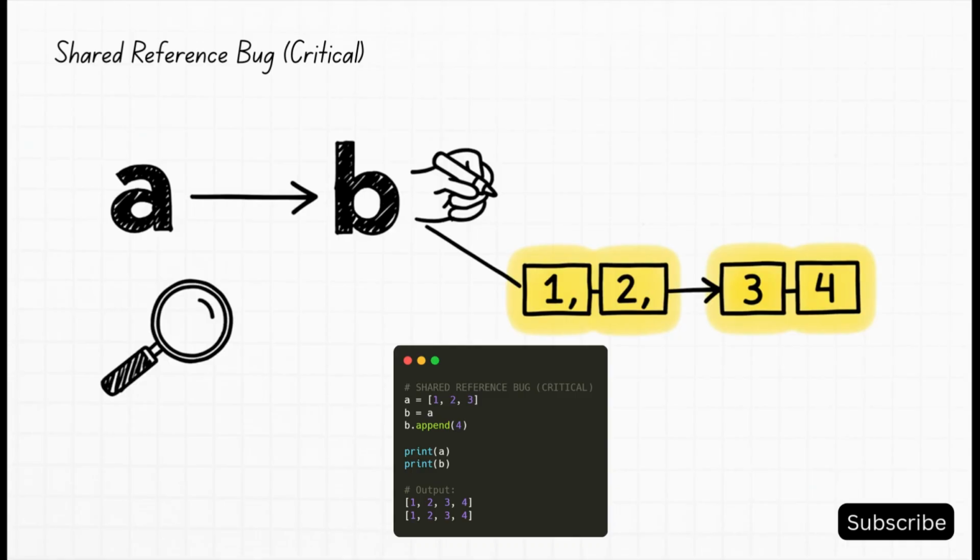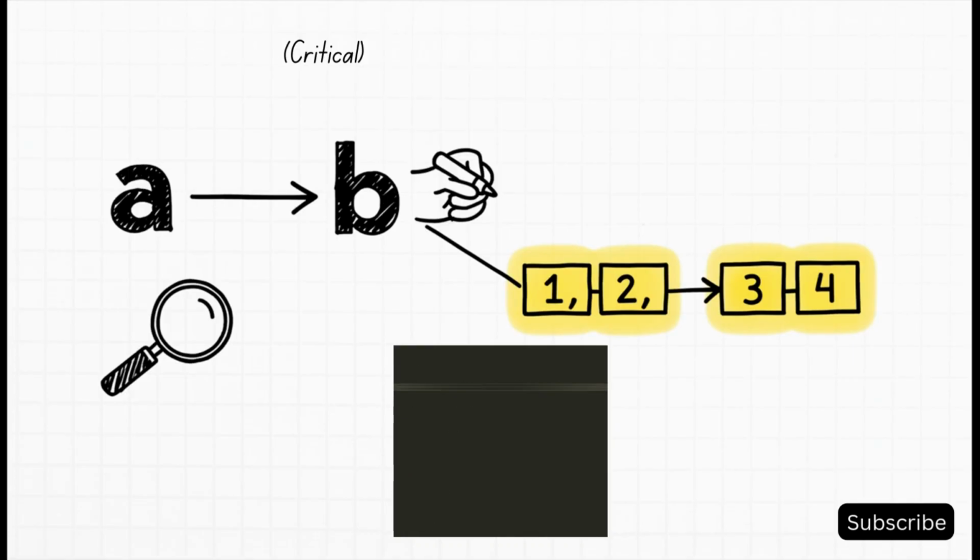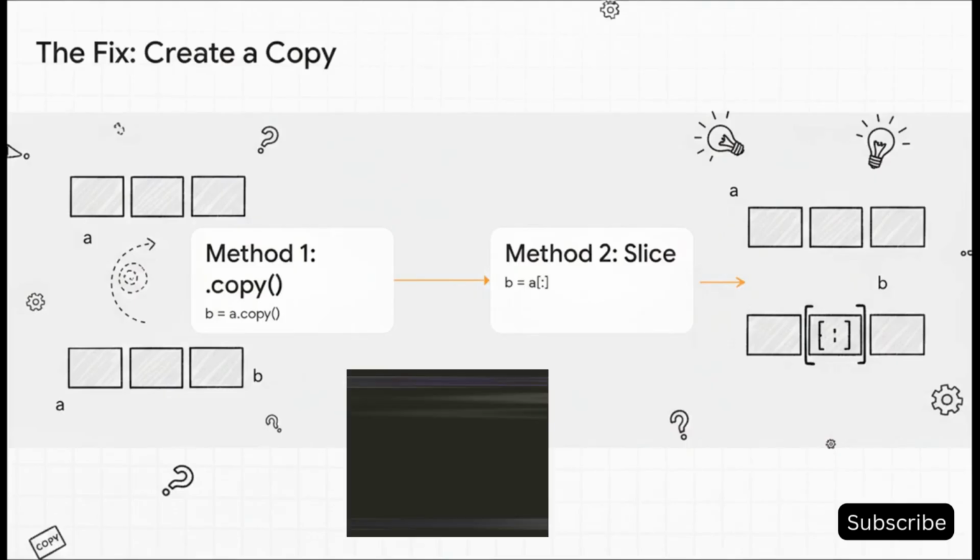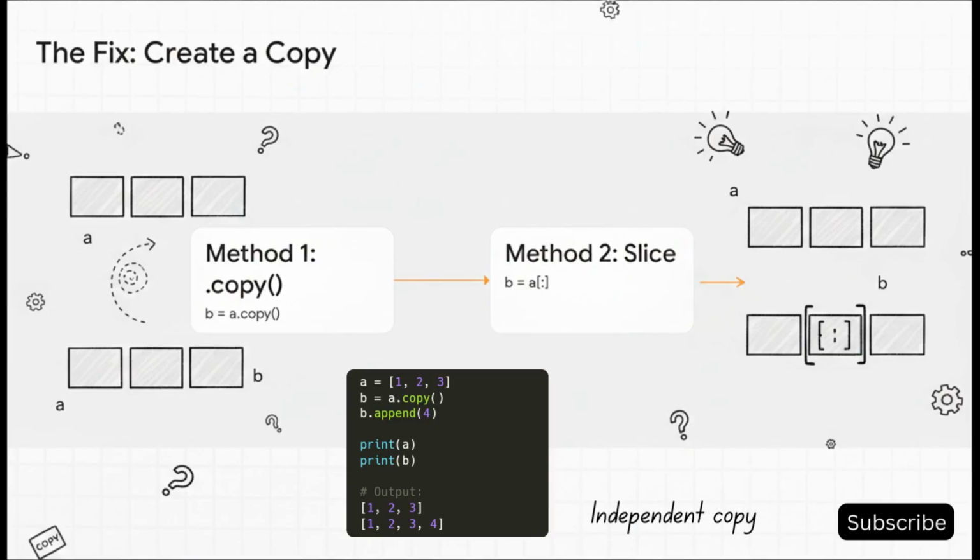A list gets passed down, one function call changes it, and it pollutes the state for everyone else. So how do we fix it? We have to explicitly tell Python, hey, I want a copy. You can use the .copy method, or my favorite, the slice operator [:]. Both of these create a totally new independent list. Now, B is its own thing, and you can mess with it all you want without affecting A. Remember this, it is absolute interview gold.